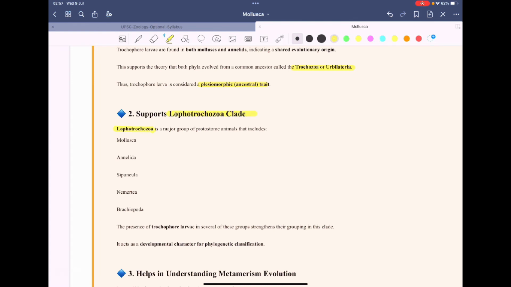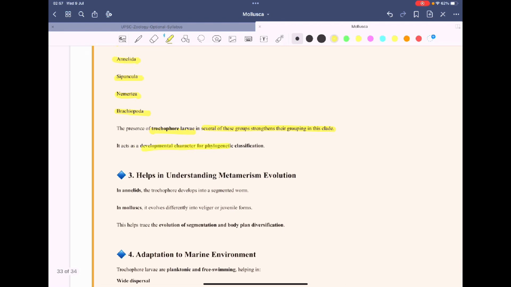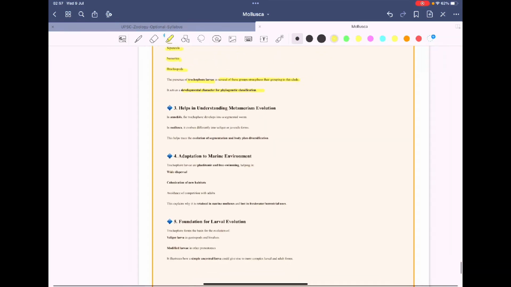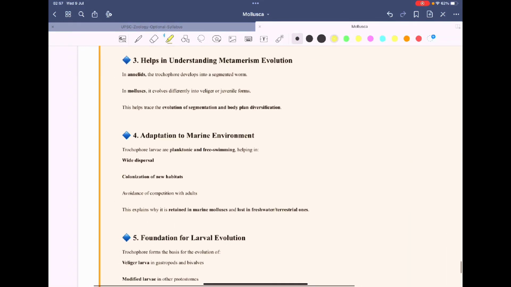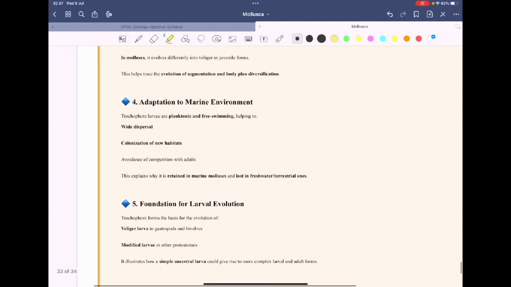The Lophotrochozoa clade contains a group of protostome animals that includes the Mollusca, Annelida, Sipuncula, Nemertea, Brachiopoda. The presence of the trochophore larva in several of these groups strengthens their grouping into the clade, and it acts as a developmental character for the phylogenetic classification. It also helps in understanding metamerism. In annelids, the trochophore develops into the segmented worms, and in mollusks it will develop into the veliger or the juvenile form. So it helps in understanding the evolution of segmentation and body plan diversification too.